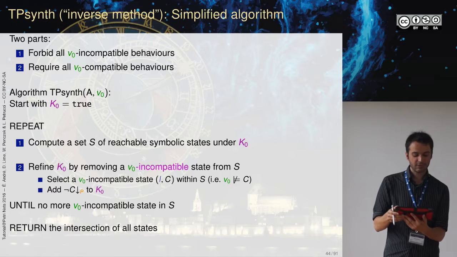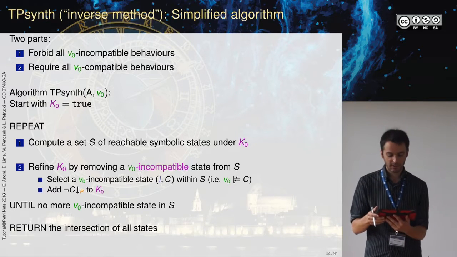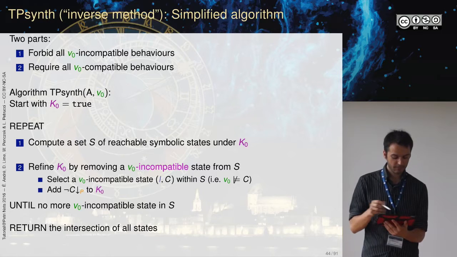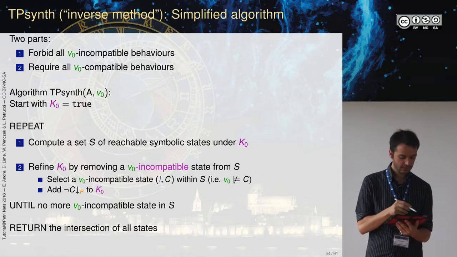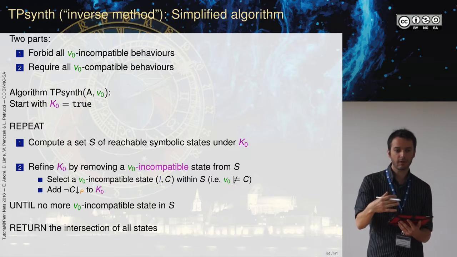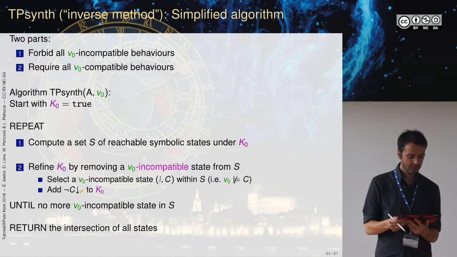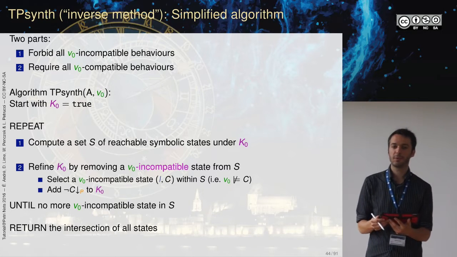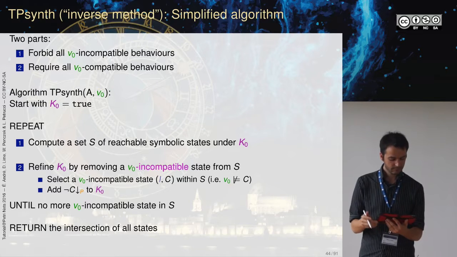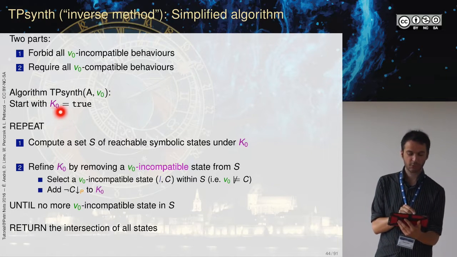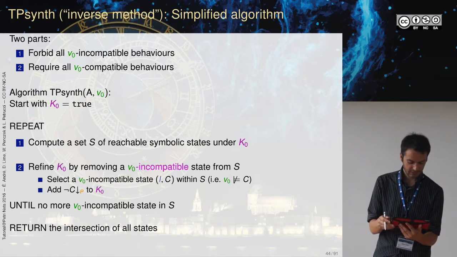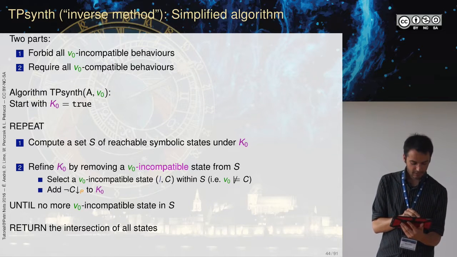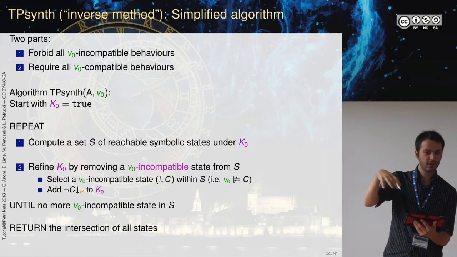So the trace preservation synthesis, also called inverse method in the past, works as follows. We will forbid all the behavior that does not exist for the reference valuation. And as a second part, we will require all the behaviors appearing in the reference valuation to occur. So this algorithm starts with a constraint on the parameters equal to true. So initially all the constraints are true. And then we compute a set of reachable states, a bit like in TPsynth.